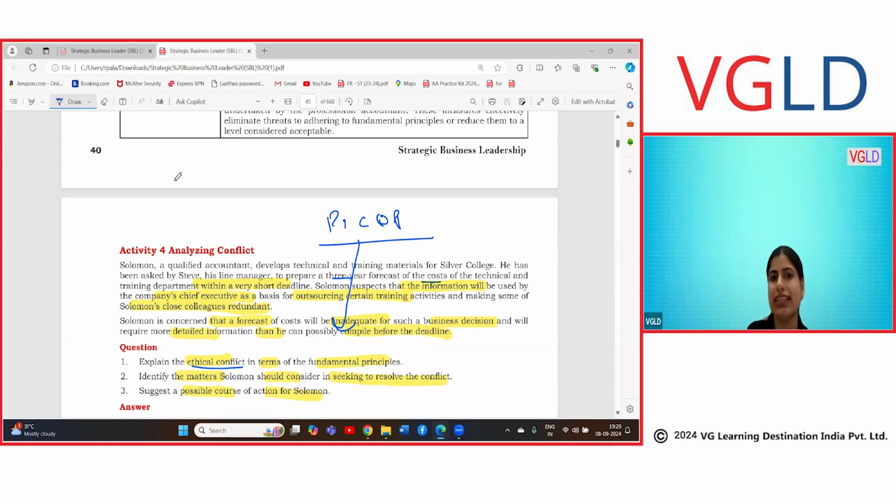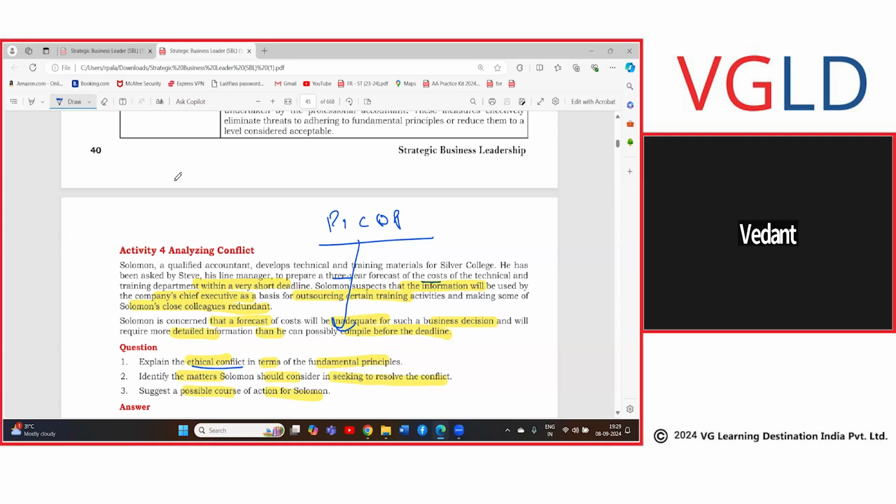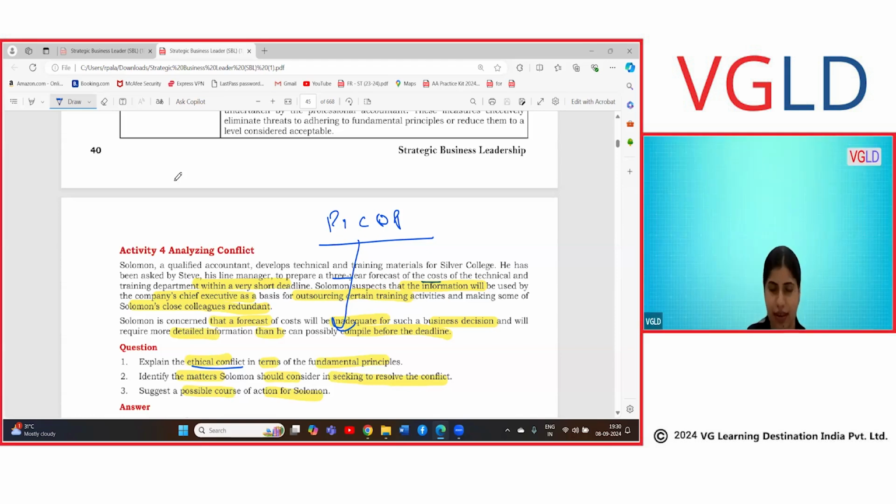Now, next is to identify the matters which I should be considering in seeking to resolve this conflict. What should I be considering? You can write any points; it is about the justification of the points. The nature, timing, and extent should be based upon the nature of the audit process, not just on meeting the deadline. Yes, correct. You can write that.